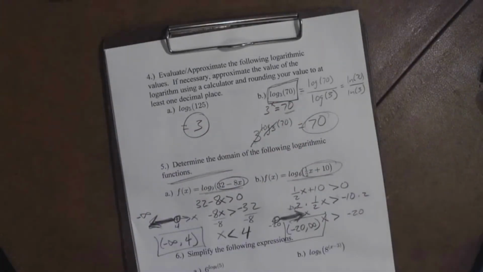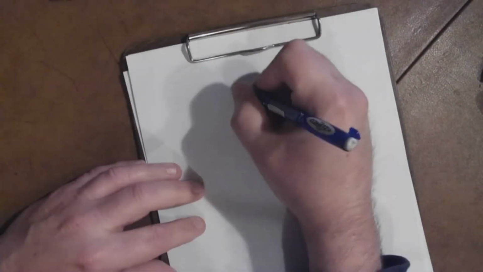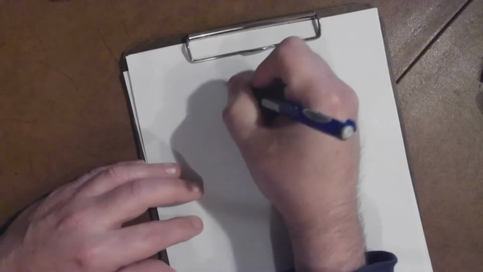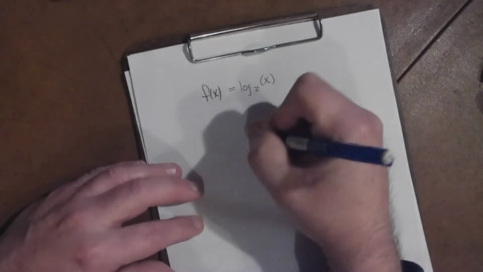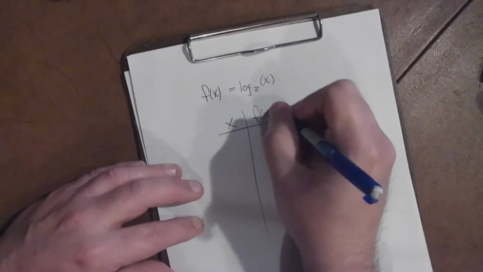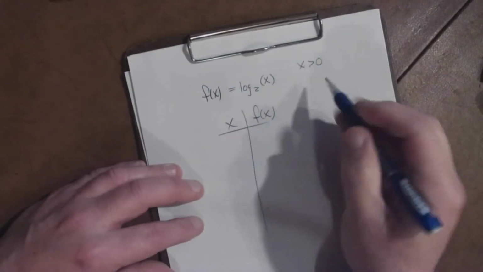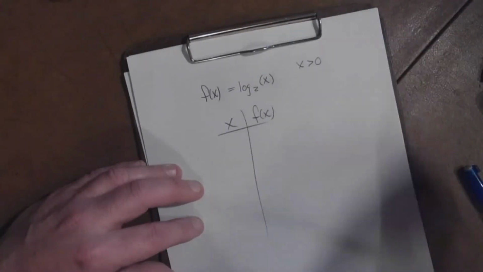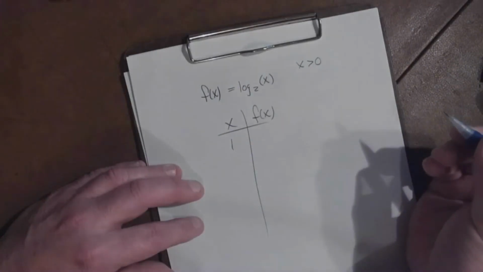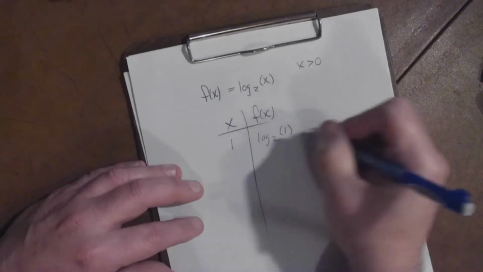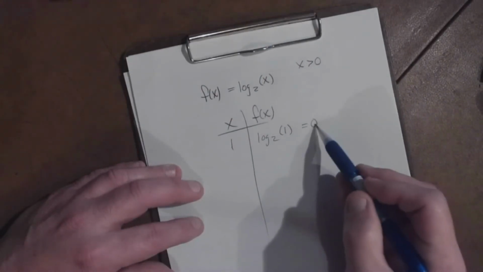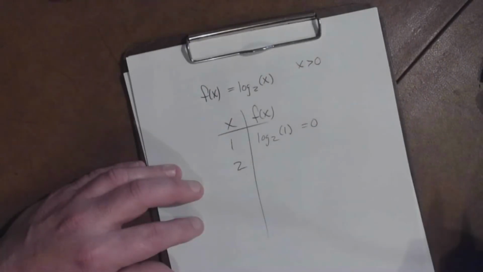Right? If we had to make a table of values for a logarithm, maybe I have the log base 2 of x is equal to my function, and I wanted to make a table of values for this function. At 0 it doesn't exist. X has to be greater than 0, right? Remember from our domain. So I maybe would start at something like 1, right? What's the log base 2 of 1? Well, that's 0. 2 raised to the 0 power equals 1. Well, what's 2?